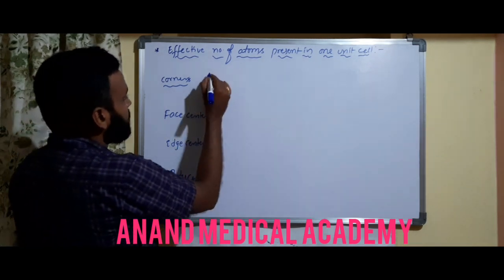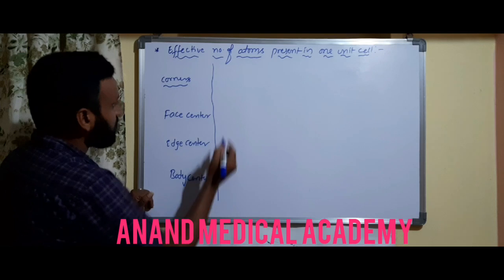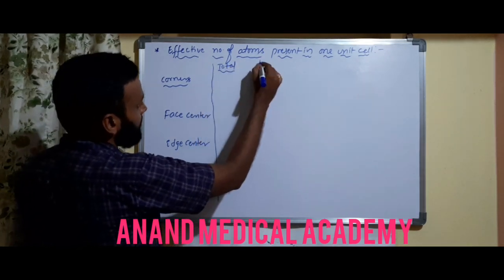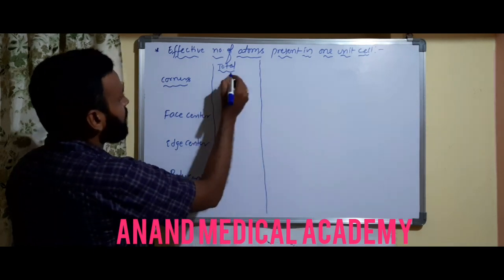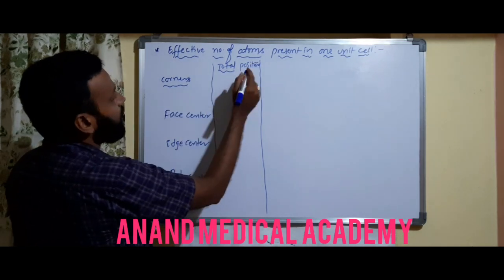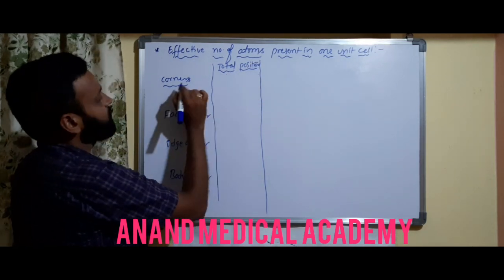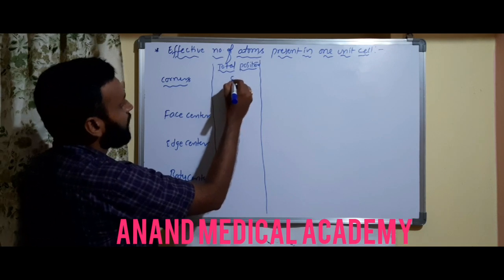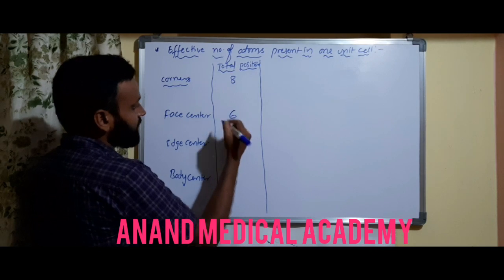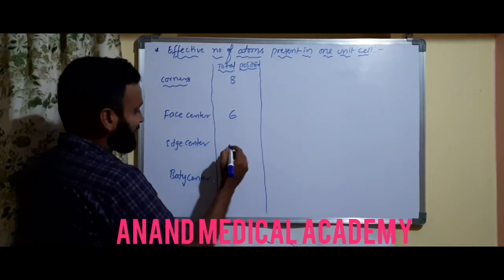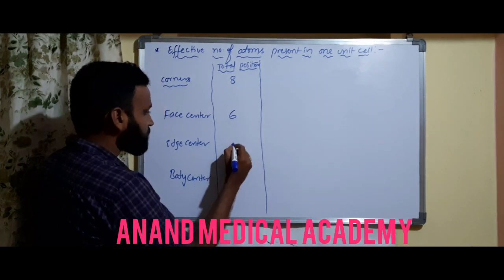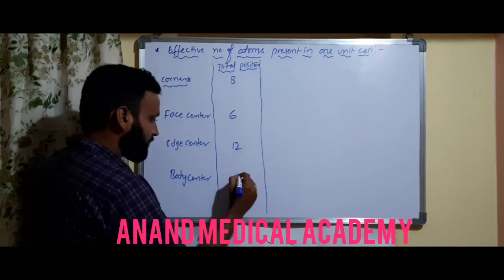So total corners, total atoms. First, total corner positions, how many? 8, right? Total face centers, how many? 6 positions. Edge centers, how many? Total 12. Body centers, how many?